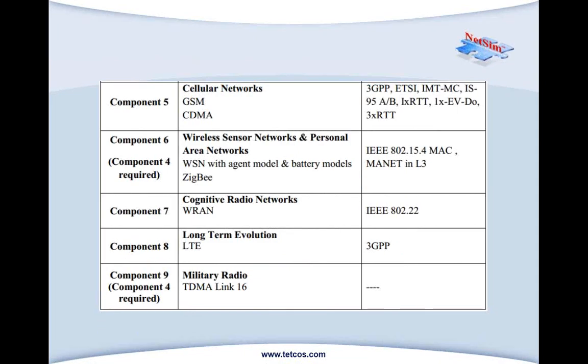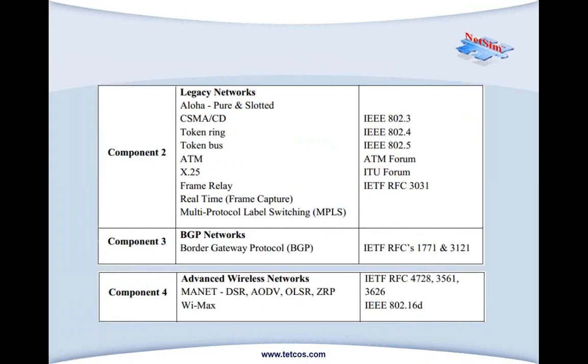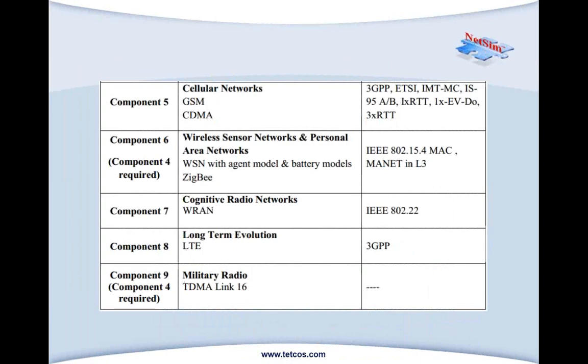Then in component 5 we have cellular network. In cellular network we have GSM and CDMA both, and these are the standards in which they are designed, 3GPP, ETSI. In component 6 we have wireless sensor network and personal area network, WSN and PAN. And you can see component 4 is required for component 6, like MANET. So WSN we can use.